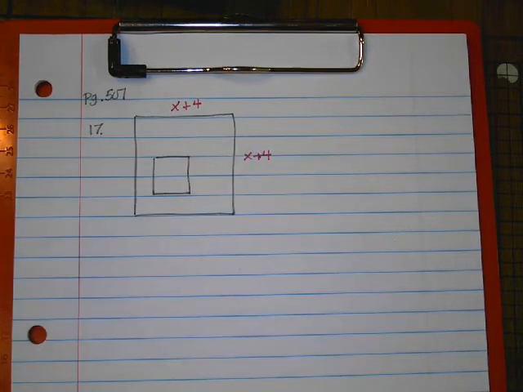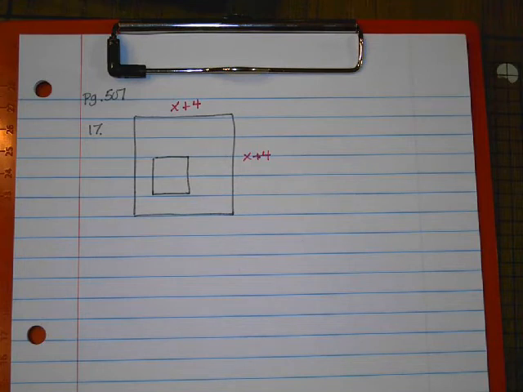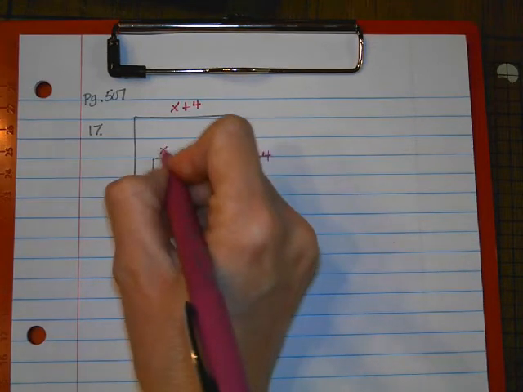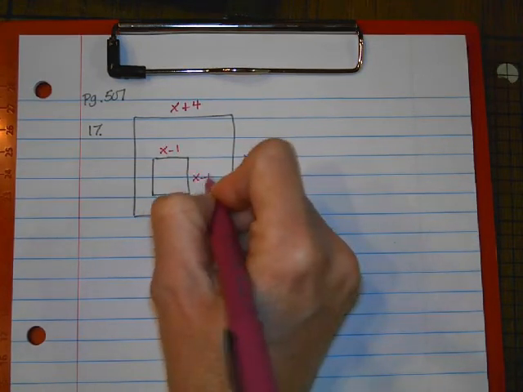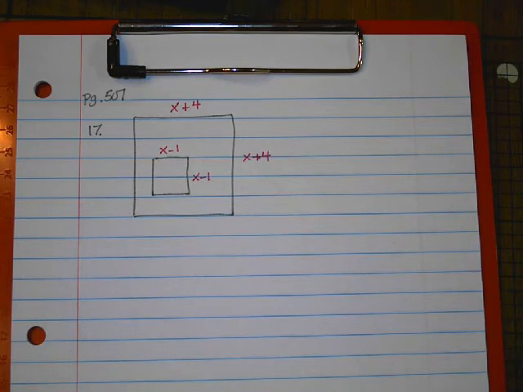Inside there is another little square. And that little square says this is x minus 1, and this is x minus 1. So now they're going to take what we learned today and what you've learned already in this chapter and kind of smush them together.